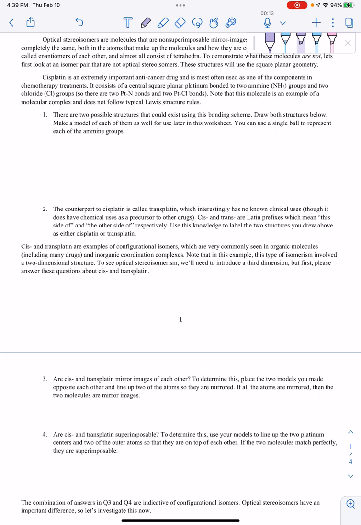Question 1 is asking to draw the two possible structures that could exist with this square planar platinum bonded to two amine groups and two chlorine groups. And so we know from the question that there's only two possible structures. We also know that the central square planar atom is platinum. So we can start by drawing that platinum center.